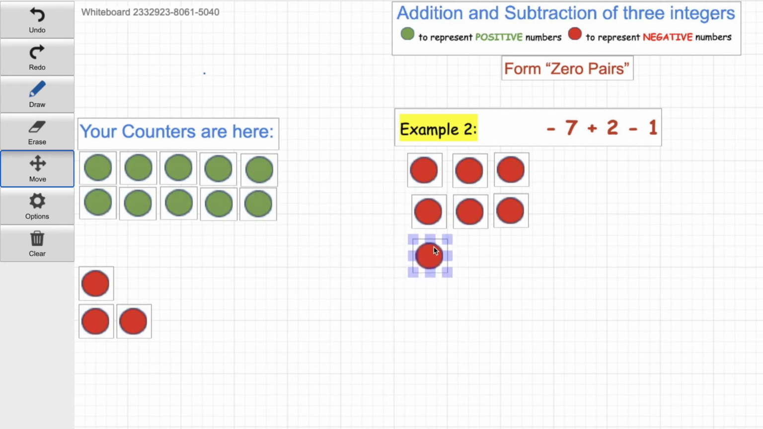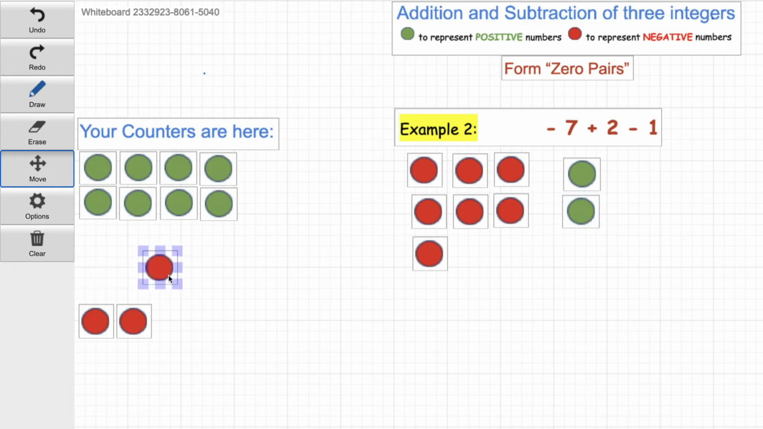Now that I have my 7 red counters, I need to represent the positive 2 with the counters. And positive 2, remember that the green counters represent positive numbers. So we're going to have 2 green counters. Now, our final number here is -1. Always remember that the sign belongs to the number to the right. So for -1, we use the one red counter. Now that is our expression using the counters.